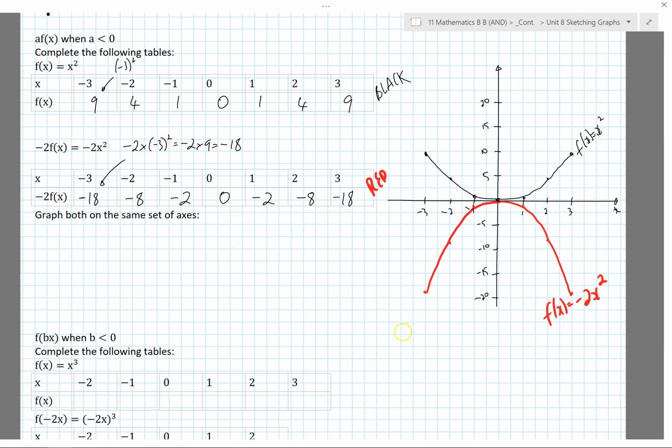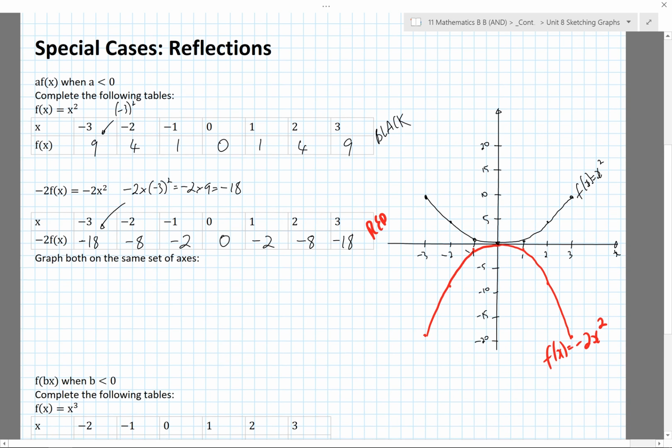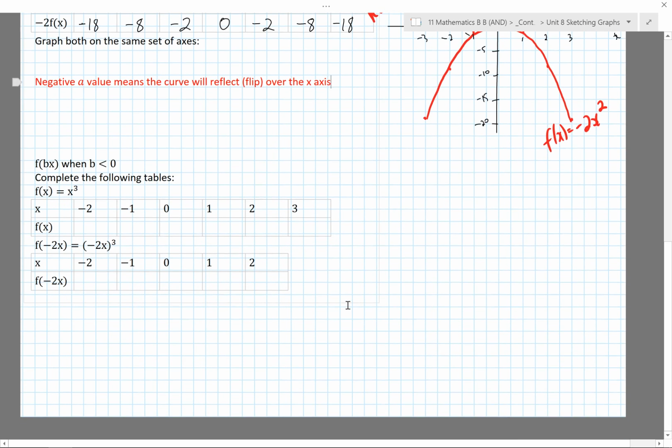Should be minus 18. So what you can see is if the a value that we're multiplying by is negative, it'll reflect in the x-axis. So imagine this x-axis is a mirror. The original graph will flip over into that axis. So we'll just note that there so we remember what negative a values do. And we'll have a look at what a negative b value would do as well. So have a go at completing that table.